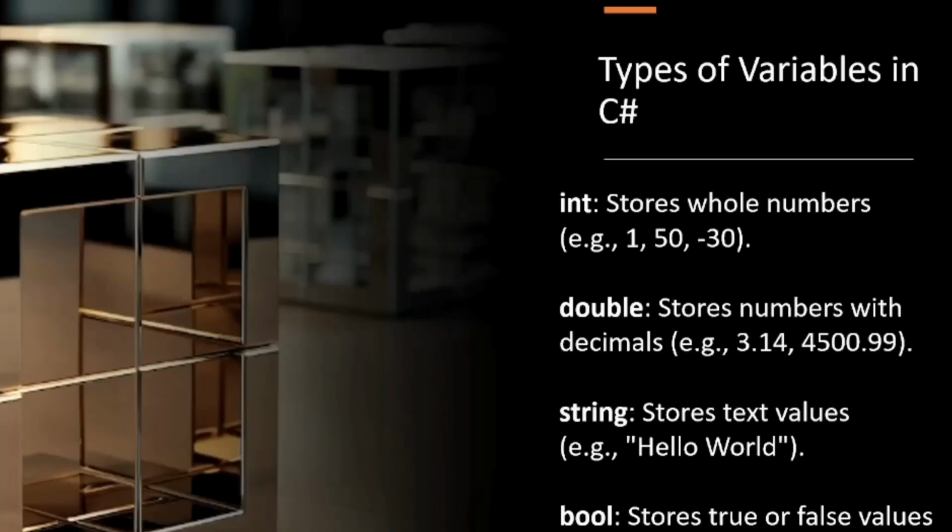Now that we understand the concept of variables, let's talk about the different types of variables in C Sharp. Depending on the type of data we want to store, we need to declare the variables with the correct data type. For example, we have int that stores whole numbers, double which stores decimal values, string which stores text values within double quotes, and bool, which stores true or false values.